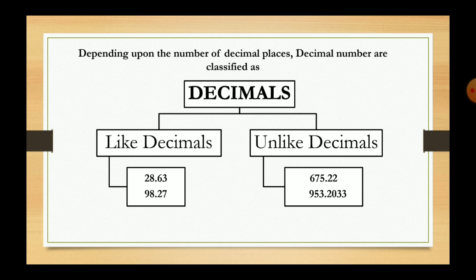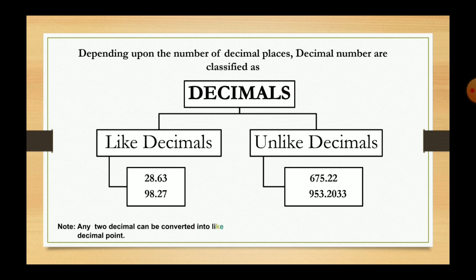Unlike decimals have uneven number of decimal places, like 675.22 and 953.2033. In the first number we have two decimal places, and in the second number we have four decimal places. So both the numbers are unlike decimals.